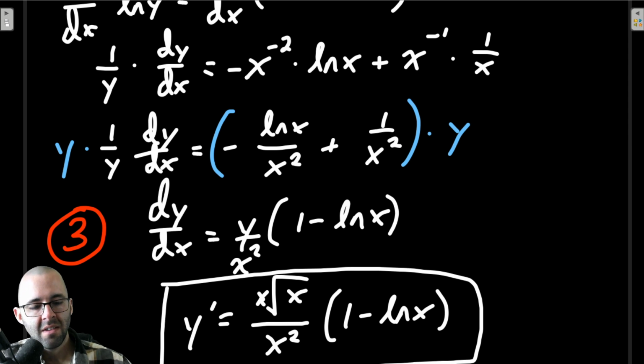Wacky though. A wacky problem. Who would have guessed that this is the derivative? Not me. But it's true. Implicit differentiation for the win. Again, this works because y is equal to the xth root of x.